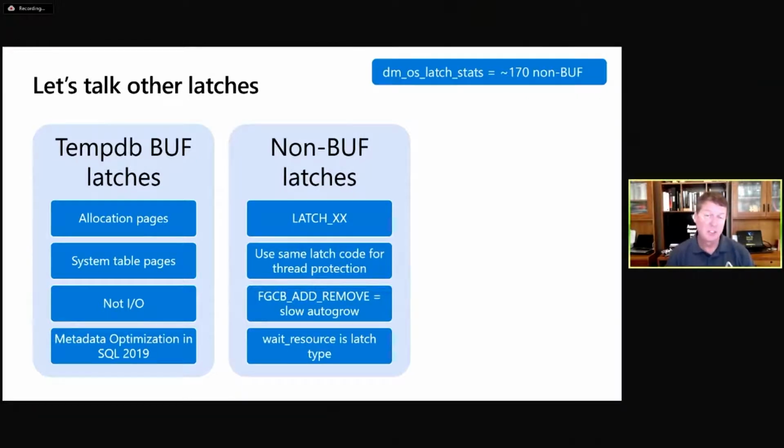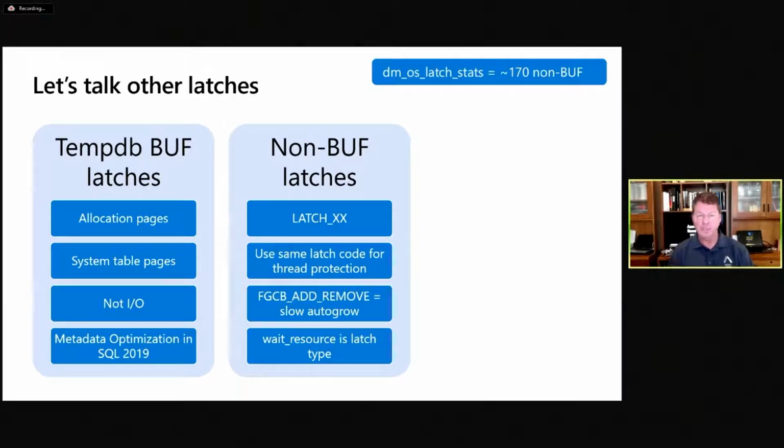Non-buff latches show up in the form of LATCH_EX or LATCH_SH or something. And it's the same latch code that we use for thread protection. A good example of this, when you look at latch types or wait resources for latches, is FGCB_ADD_REMOVE. You're like, what the heck is that thing?